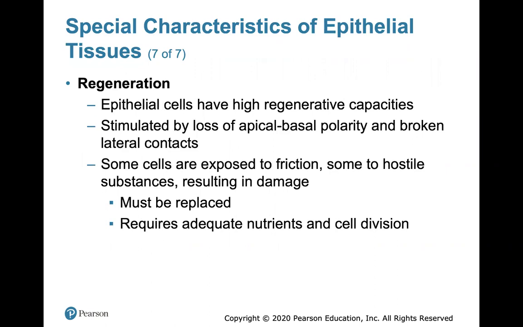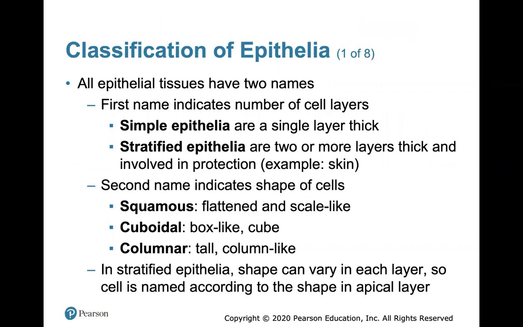Regeneration: epithelial cells have a high regenerative capacity. This is usually stimulated by the loss of the apical cells that are exposed to either an external or an internal surface. So they must be replaced constantly. They're usually exposed to friction or other hostile substances, which result in damage, so they have the ability to regenerate and replace themselves.